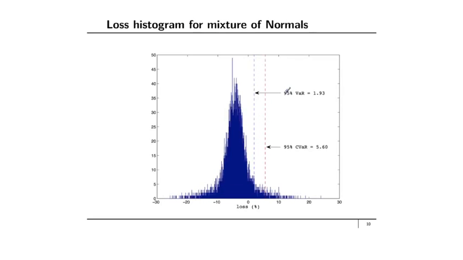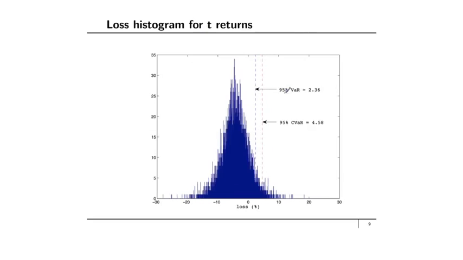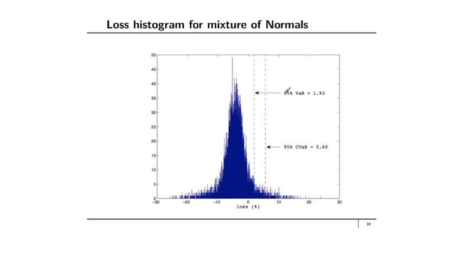But if you look at the distribution of the losses for the mixture of normals and compare it to the t, you are likely to see very high losses in the mixture of normals, which is captured in the fact that the conditional value at risk of the mixture of normals is a lot higher. And this is one of the reasons why we are moving away from value at risk and going to conditional value at risk.